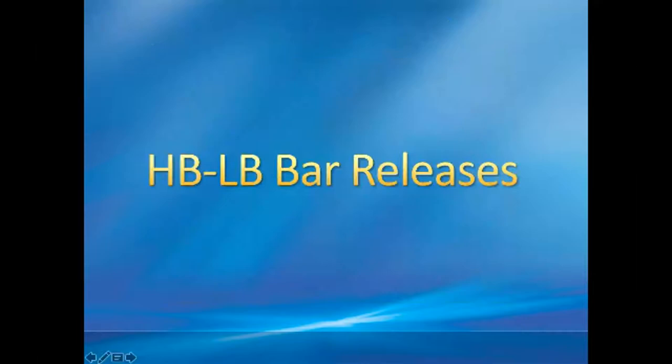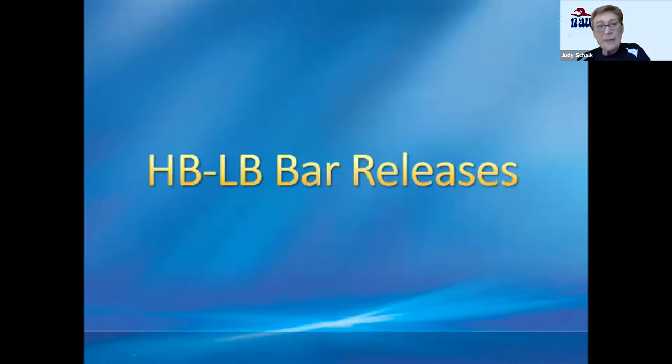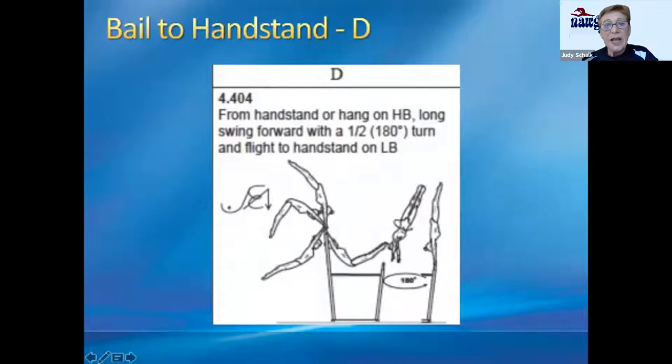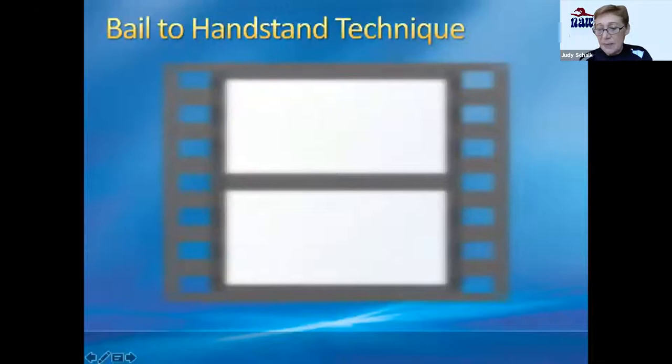Okay. We are now ready to move into the high to low bar releases. I'm going to use the overshoot to handstand and I'm going to call it a bail. This is the most common high to low bar release, and it is a D when it comes from a handstand or a hang. As long as it lands in a handstand on low bar, the bail is a D. So let's take a look at bail technique.